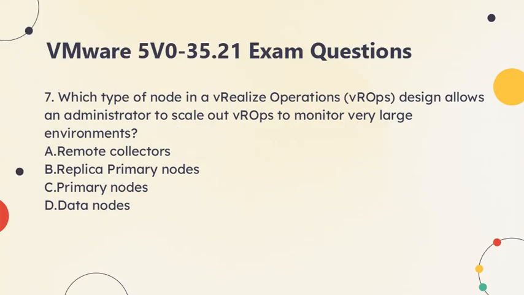7. Which type of node in a vRealize Operations (vROps) design allows an administrator to scale out vROps to monitor very large environments? A. Remote collectors. B. Replica primary nodes. C. Primary nodes. D. Data nodes.